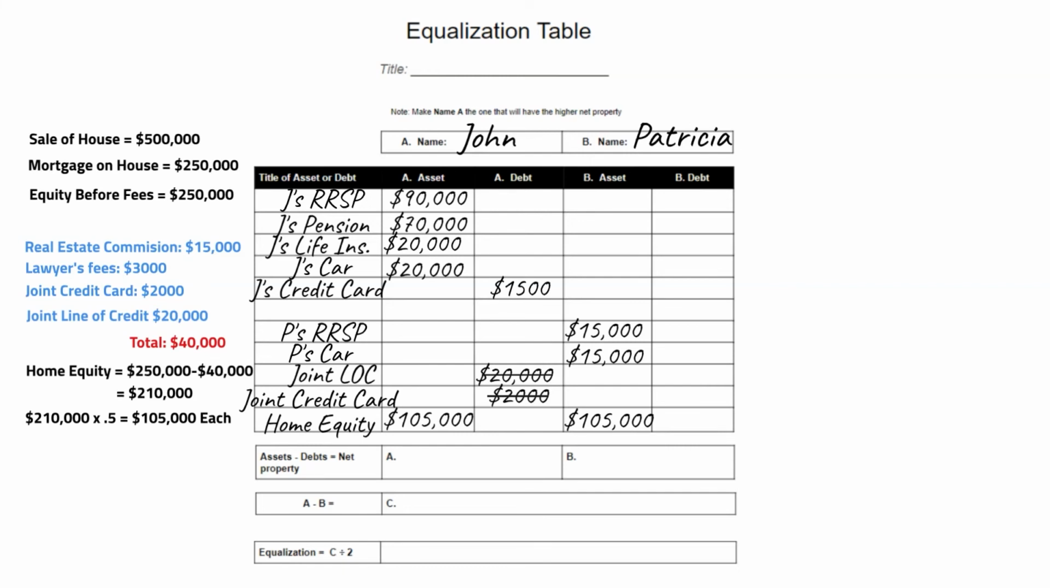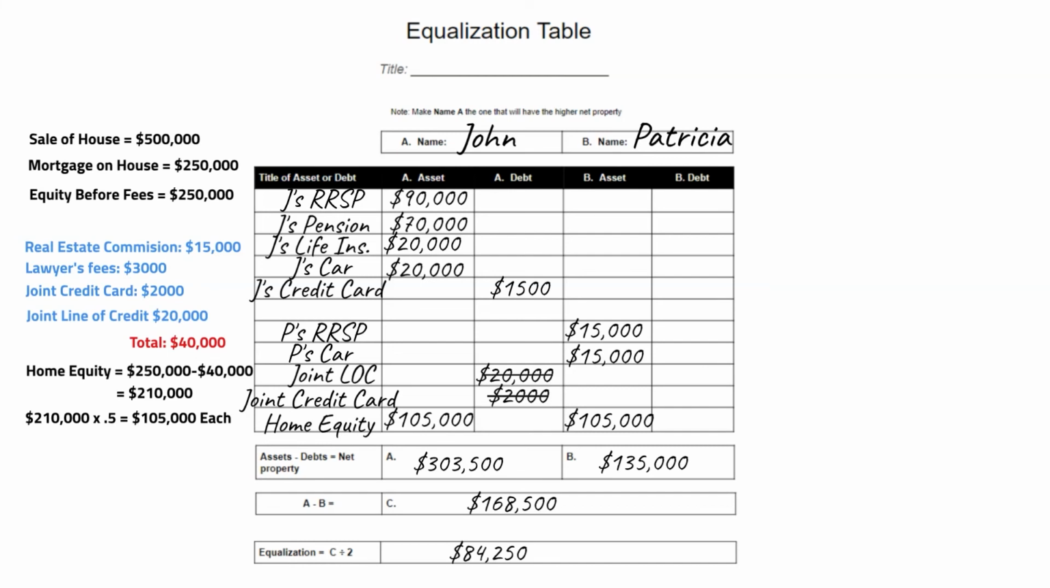Now we can see that this change has also affected the amount of equalization that John needs to pay Patricia. In this case, because John still has more assets, but Patricia gets money from the sale of the house, John owes Patricia $84,250 instead of the $198,250. The numbers are lower for the equity of the home because of the expenses involved in selling it.